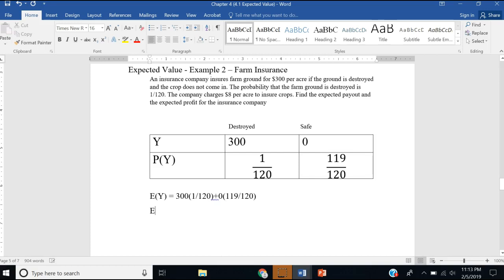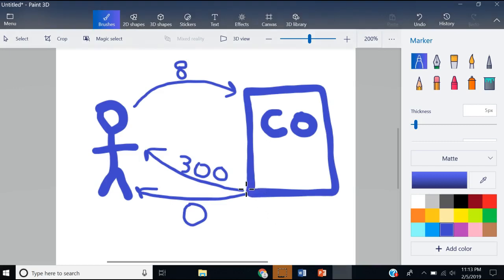So what we find is that the expected payout, remember we said payout was our y, is actually 2.5. And if we're talking about dollar amounts, that's $2.50. So we set up a probability distribution based on the word problem, and then we calculate it. We get an expected payout of $2.50. Now, again, think about what that means in terms of this picture. That means on average, the company is paying out $2.50 per farmer.